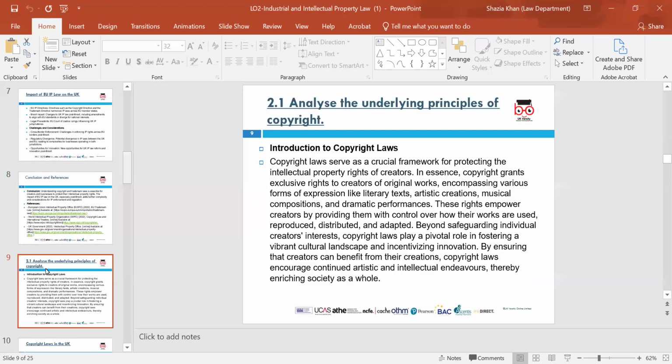So we're looking at 2.1 now, which is to analyse the underlying principles of copyright. As we said, copyright refers to the rights and works of authors in works of authorship as distinguished from patents, whose subject matter is inventions, trademarks, which concern symbols, reputation and goodwill, and trade secrets, information whose value derives from kept secrets.